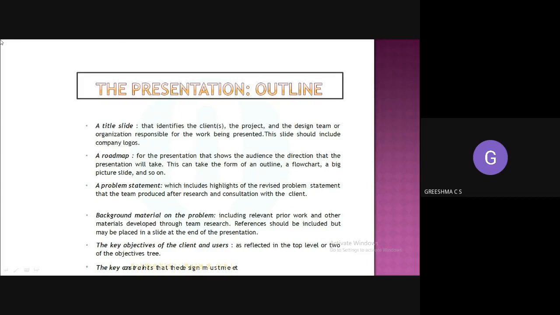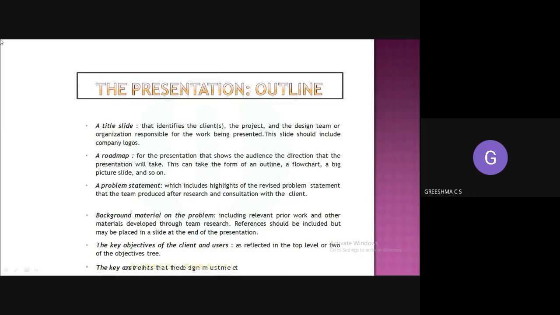Next is the key objectives of the client and the users as reflected in the top level or 2 levels of the objective tree. The key constraints are the assigned customers. That means in the beginning itself, you will be stating the key objective of your design. So that key objective of the client and the users should be very well reflected throughout the presentation.